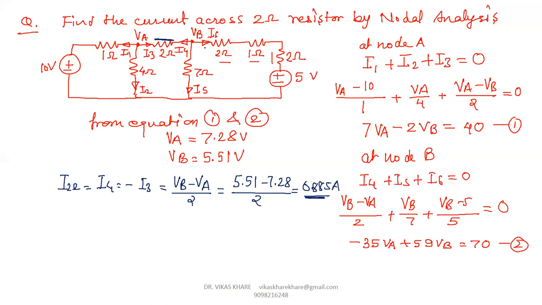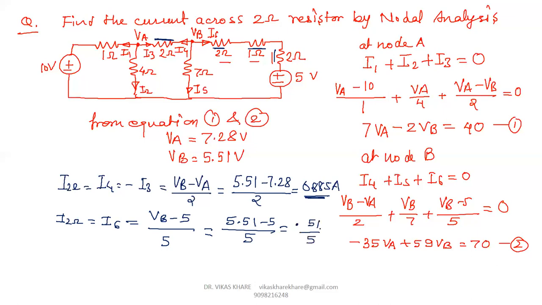Also we identify the current across this branch. The value of I2 ohm is equal to I6, where the value is VB minus 5 upon 5. So the value of VB is 5.51 minus 5 divided by 5, which is equal to 0.51 divided by 5. So this is the final result of current across the 2 ohm resistor through nodal analysis.